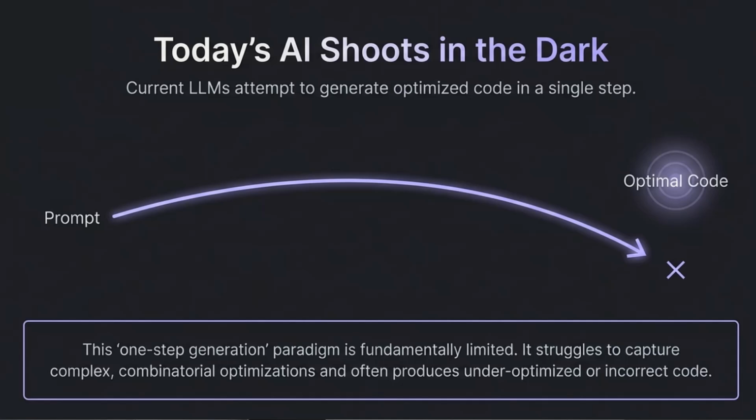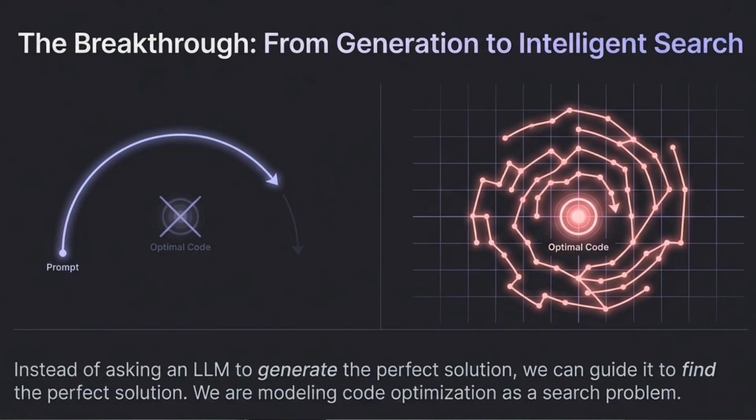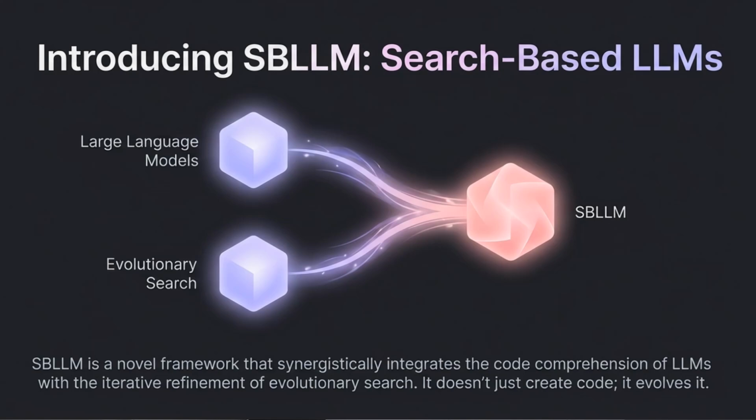One, complex optimizations are combinatorial, meaning that real speedups often come from combining multiple changes, not one clever prompt or rewrite. And two, it's hard to inject the right optimization knowledge precisely in a single prompt. So outputs tend to be under-optimized. So the question becomes, instead of hoping the model nails it in one try, what if we systematically search for better solutions? That's what the paper proposes. SBLLM, a search-based LLM framework for code optimization.